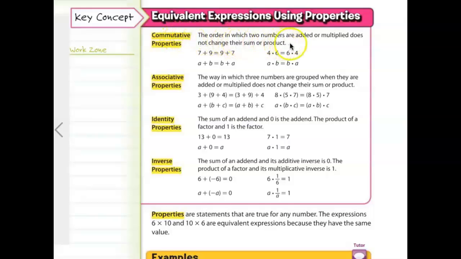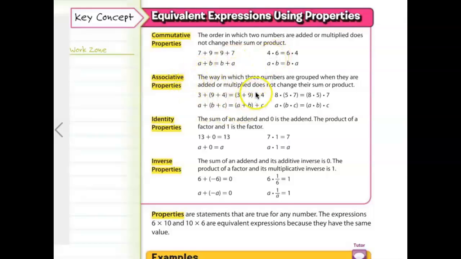Commutative only works for multiplication and addition. That basically is where you can change the order of the addends, 7 plus 9, 9 plus 7, and you get the same sum. And the same thing is true for multiplication. Multiplication is repeated addition. So you can say 4 groups of 6 or 6 groups of 4, and you're going to get the same product.